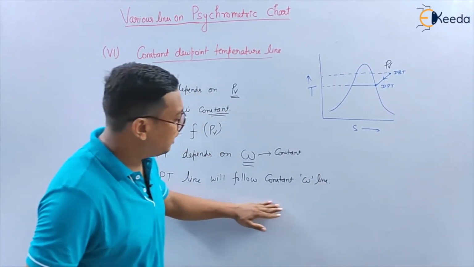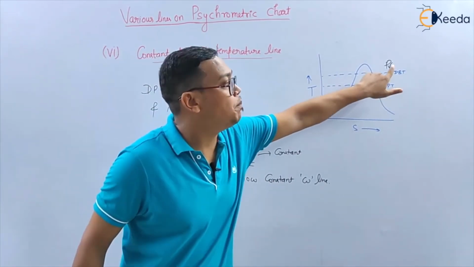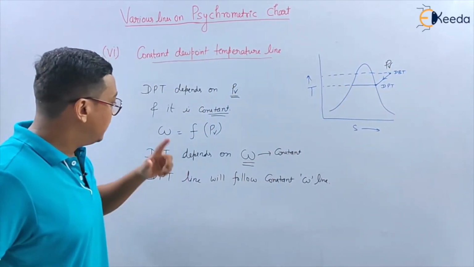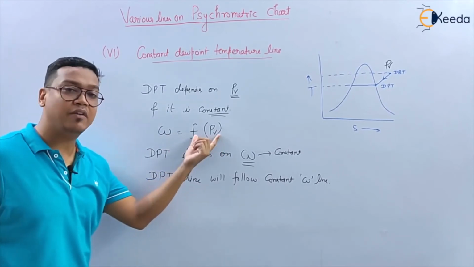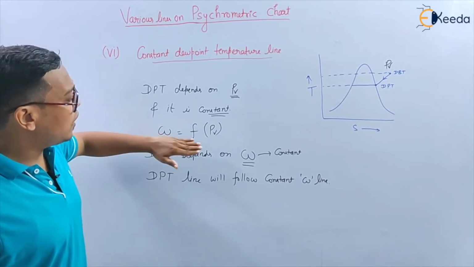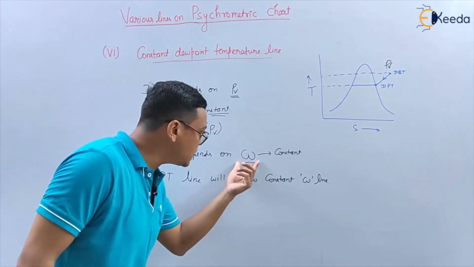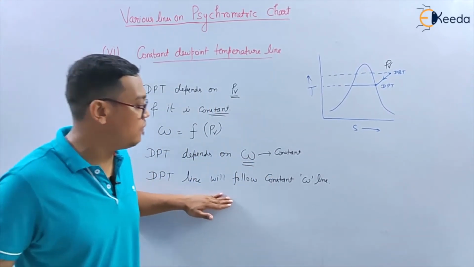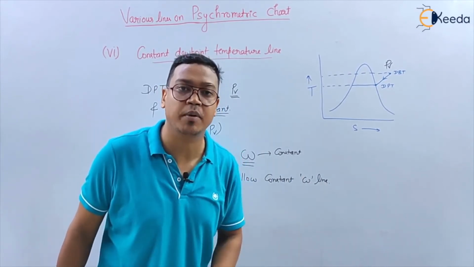The dew point temperature at this point depends on PV, and PV is constant, and omega depends on PV, because omega is a function of PV, I have already told this. So if PV is constant, then omega is also constant. So the dew point temperature line will follow the constant omega line. This first point you have to remember.